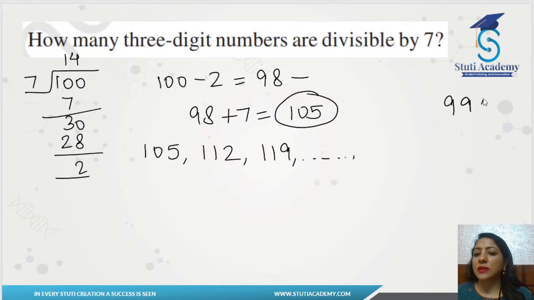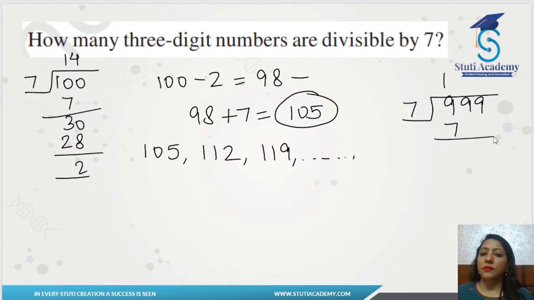The greatest 3-digit number, the last one, is 999. Let's see whether it is divisible by 7. 7 ones are 7, and we will get 2 here. Then we have 29 here. We will get 4, and then 28, and then we'll get 1 again. Again we will divide this by 7. 14 here, and then we'll be left with 5. That's the remainder here. 5 is the remainder here.